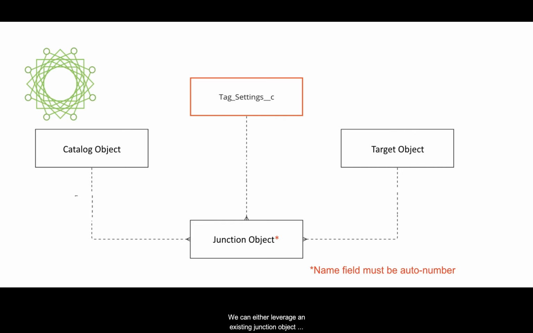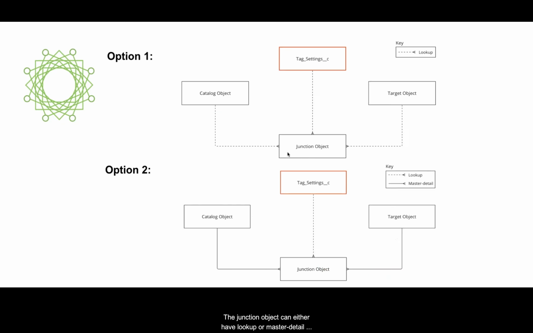We can either leverage an existing junction object, standard or custom, or create a new junction object. Note that in order to avoid errors when tagging, the junction object's name field must be an auto number. The junction object can either have a lookup or master detail relationship with the catalog and target objects.